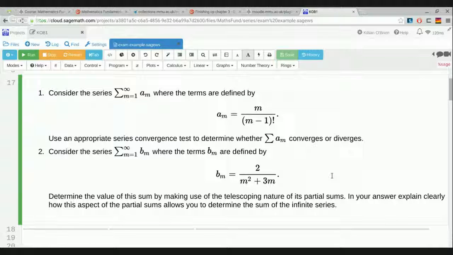So the cancellation is happening 3 steps apart, so you get more stuff left at the start and more stuff left at the end, but the point is that all of these are going to converge to 0. So S_k is just going to converge to this number here. We'll call it S. So the sum of the series is going to be S. Okay.